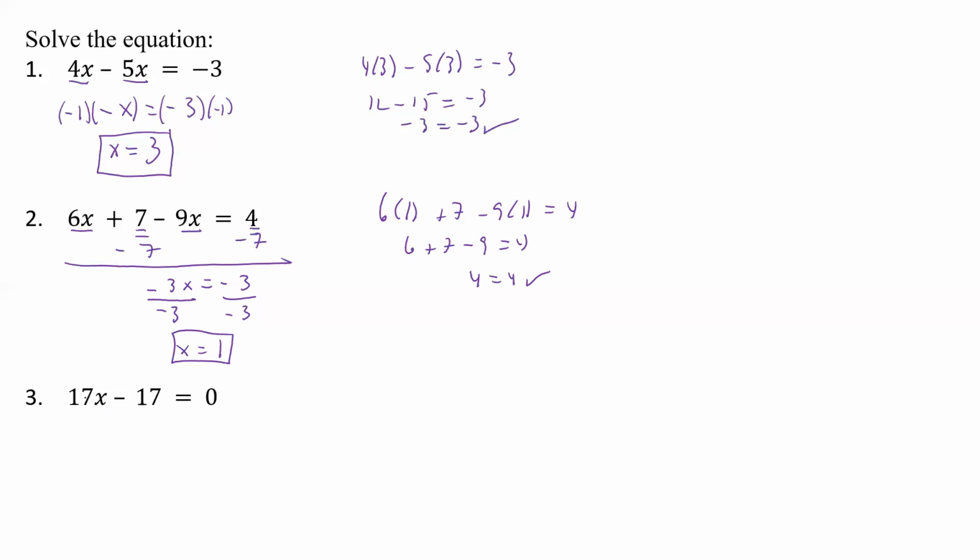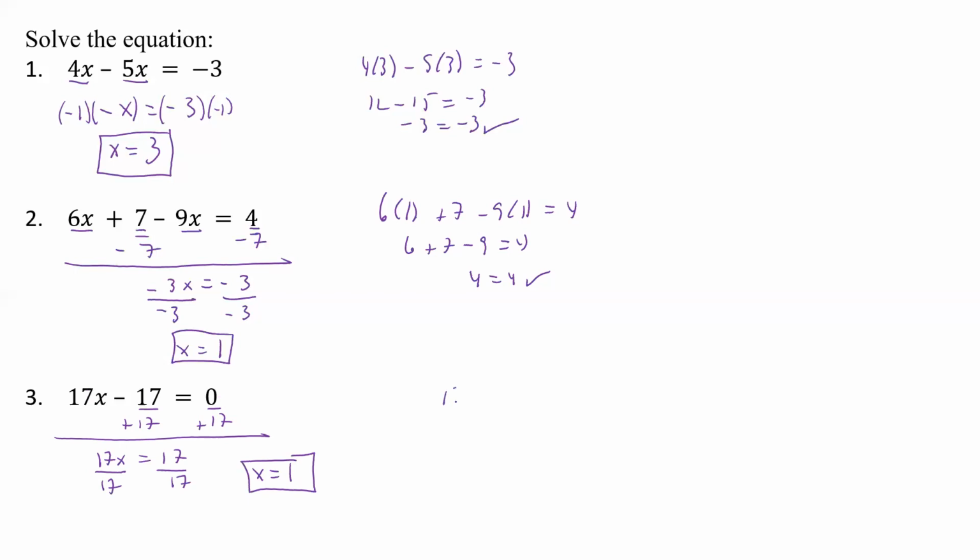Well, here I've got a variable here and a number here. So I have to get rid of the number, because I want it over here, because that's really a number and that's a number. So I have to add 17 to both sides. That gives me 17x equals 17. Now if I multiply by 17 here, I have to divide by 17 there. And so x equals 1 here as well.